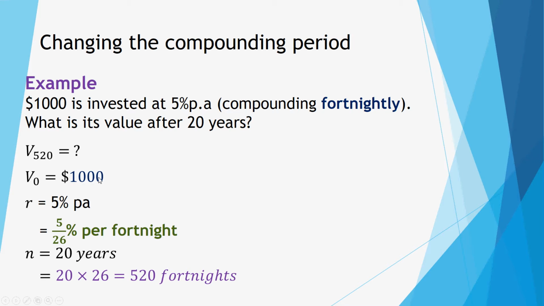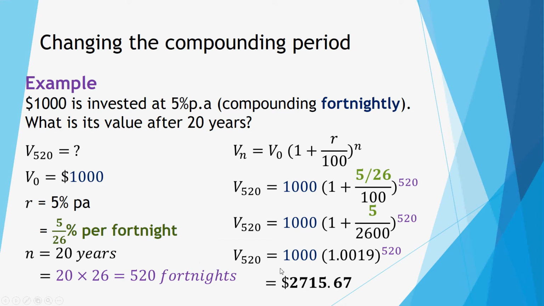Our initial value is $1,000 being invested. Our rate was 5% per annum. However, it must match our terms in fortnights. So 5 divided by the 26 fortnights per year gives us a percentage rate per fortnight. We substitute that into our equation, as we've done in the last 2 or 3.